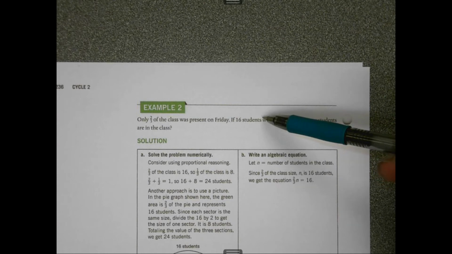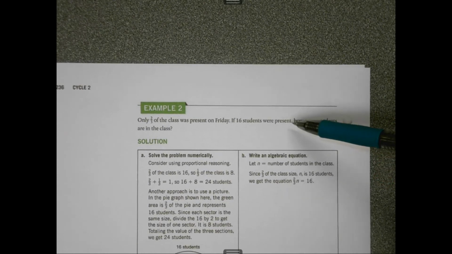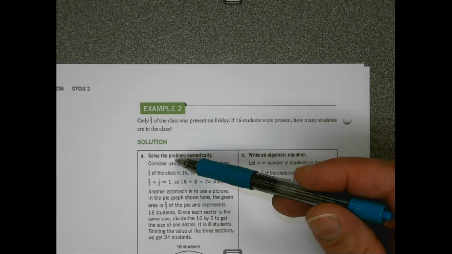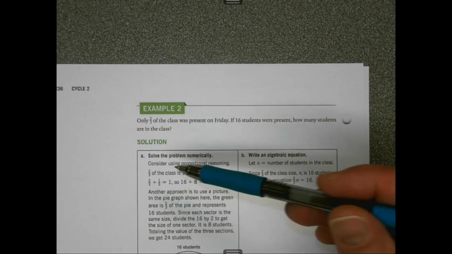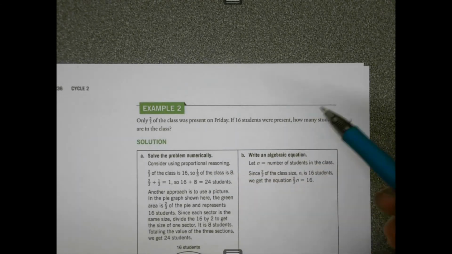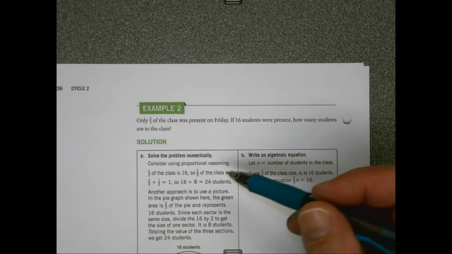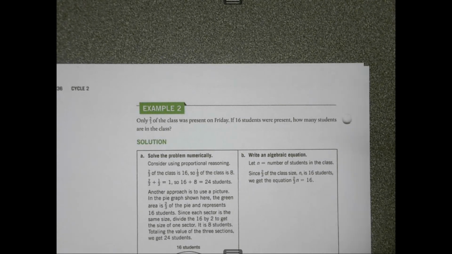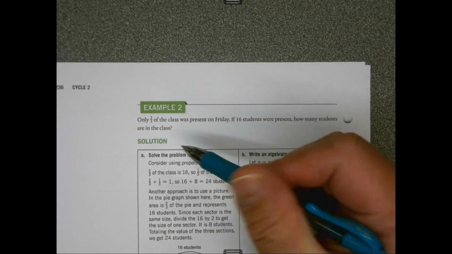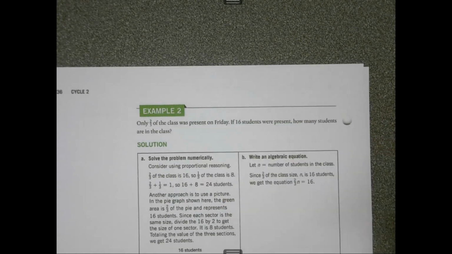And all you have to do is, we know that 2/3 is 16, so we know this has to be cut in half because it's 2 of them, 2 out of 3. That's why we know that 1/3 is 8 students. That's how they do it without a calculator.